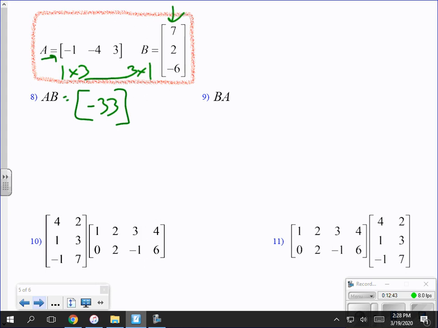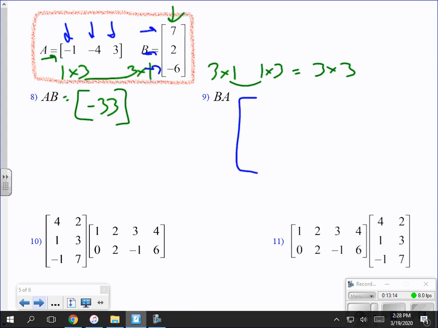It's got 1 element. Now, if I do B times A, B is 3 by 1, A is 1 by 3. I can multiply them because these are the same, and when I do multiply them, I'm going to get a 3 by 3 matrix. Okay, so when I do that, I'm going to take these rows times these columns. Okay, so I'm going to just multiply one thing to get every single one of these numbers. So I have 7 times 1 gives me -7. 7 times -4, -28.